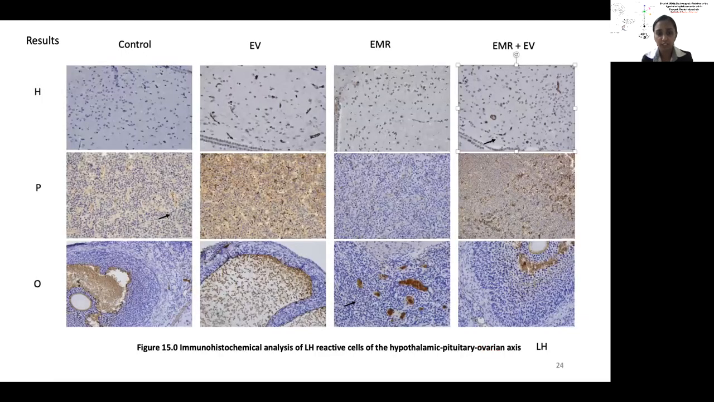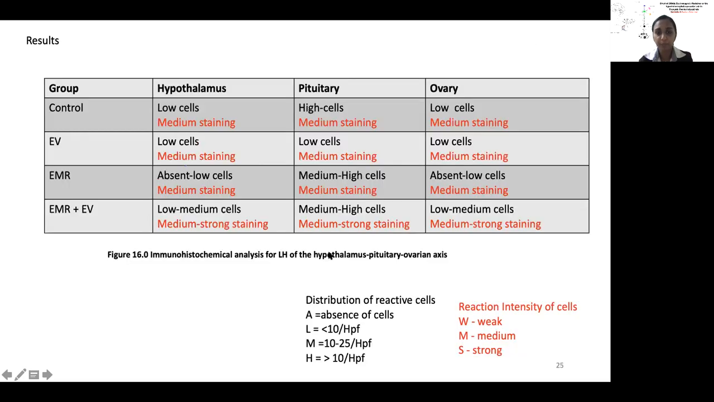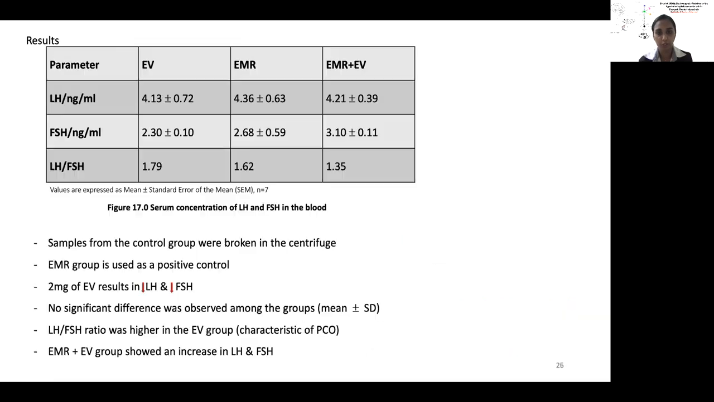So this is how it looked in the immunohistochemistry for LH reactive cells. And this here is the third ventricle, and this is the arcuate nucleus, right? So we used the same qualitative analysis, and in the hypothalamus we also saw the same type of cells, which is low or almost absent. In the pituitary, however, there was a low amount of cells with medium staining, but in the EMR group we saw that it had increased from medium to high. In the ovary too, it was low cells, but it had increased as well to low to medium cells. So this was a very important observation to note.